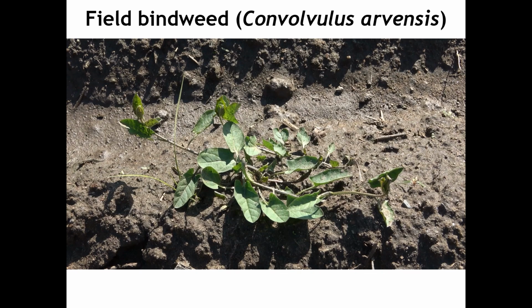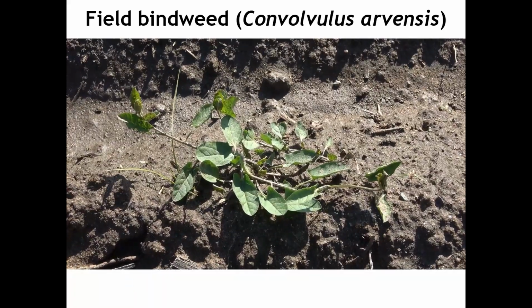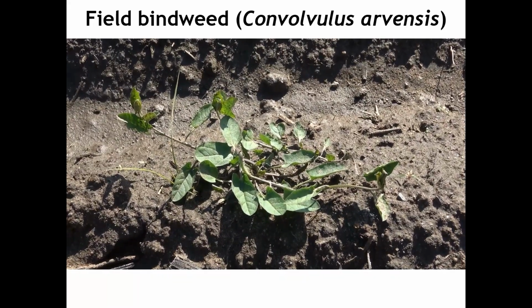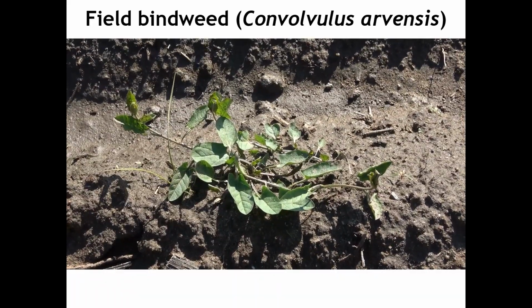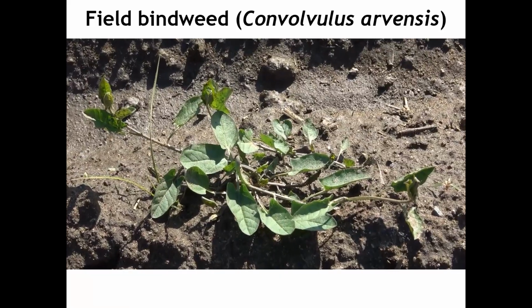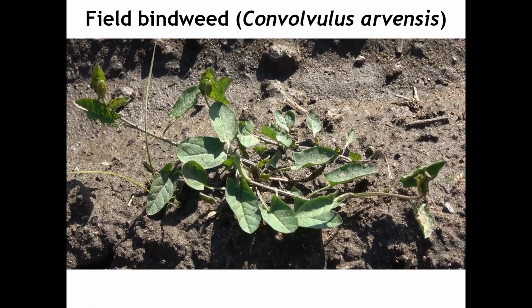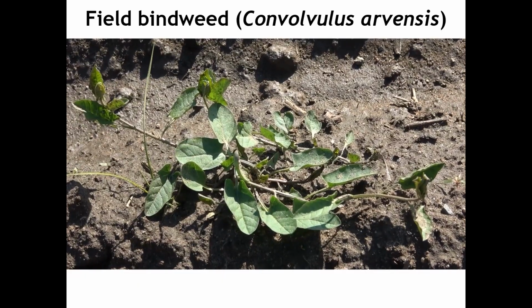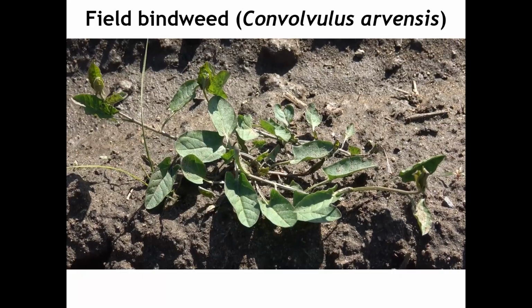Here you can see field bindweed. Look at the shape of the leaf. It is very different from what you saw in the previous slide of morning glory. It's more like a lance-shaped leaf and it's more prominent when it's at the seedling stage. So this is field bindweed, and people often confuse it with annual morning glory, but it's not annual morning glory. It's a more difficult weed to control. I will zoom in and you can see the leaf shape more clearly here.